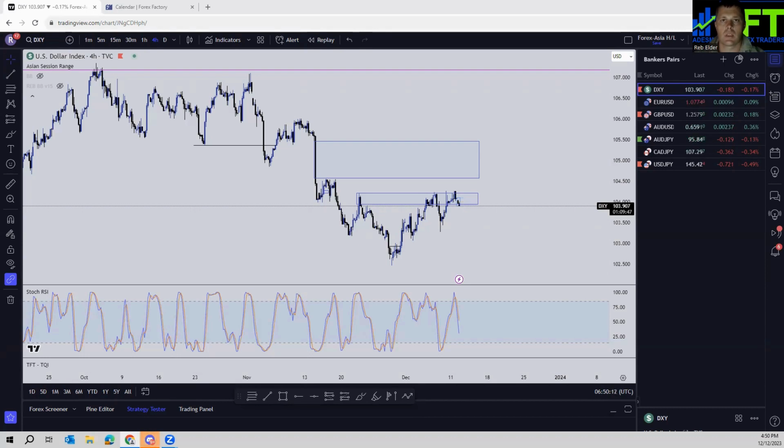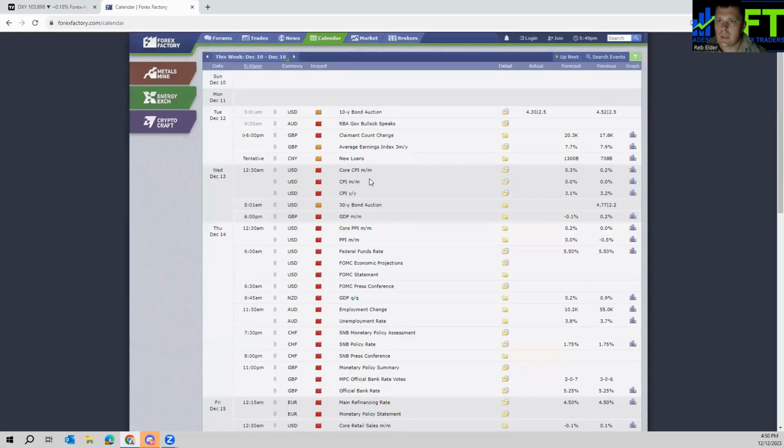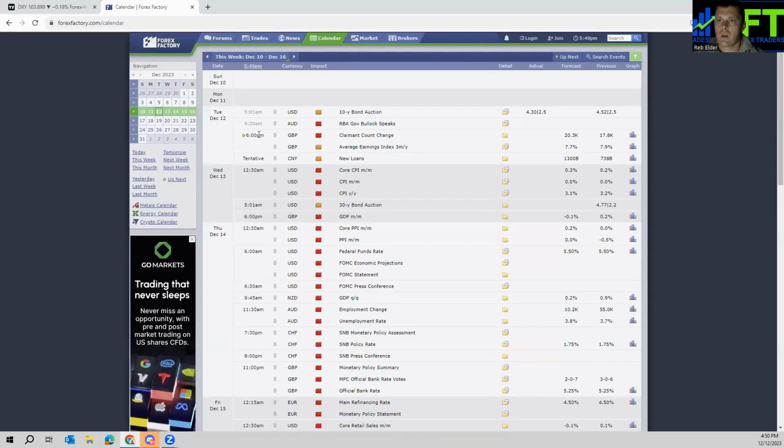We're going to look at the DXY, the Euro USD, and the GBP USD pairs today. But firstly, as always, we'll have a look at the Forex economic calendar here. So coming up in the next hour, we have a bit of red news coming out of GBP pairs. And then later on today, we have some CPI news coming out towards the first couple of hours of the New York session.